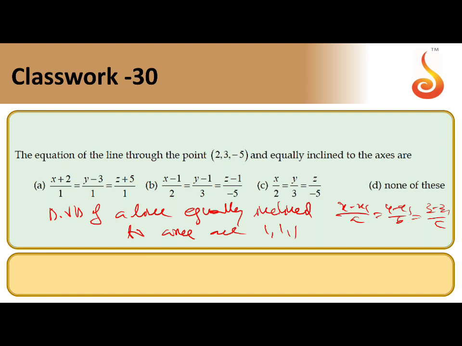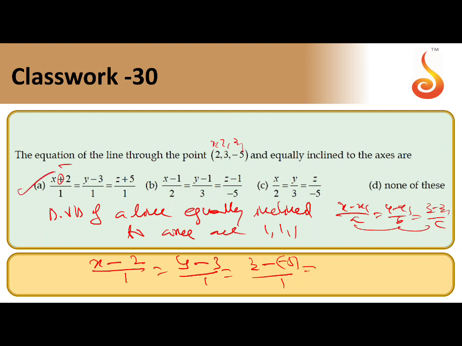Here you can take the DRs as 1, 1, 1. Now the point is x1, y1, z1. So what is x minus x1? x minus 2 by 1 equal to y minus 3 by 1 equal to z minus of minus 5 by 1. Which option is matching? A small correction here: it is x minus 2 by 1 and y minus 3 by 1 equal to z minus of minus, that is plus 5. Option A is matching. That means x minus 2 by 1 equal to y minus 3 by 1 equal to z plus 5 by 1. So option A is the right answer.